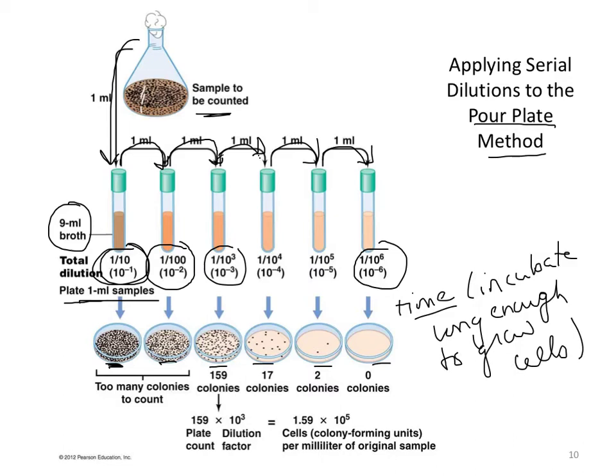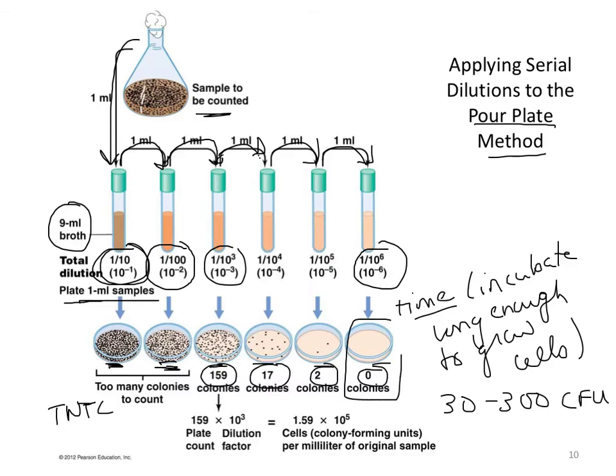Then you look at the plates, and you're looking for plates that have between 30 to 300 colony forming units. Remember, a colony is the visible growth from what is presumed to be one cell. So these have too much on them, they're called too numerous to count. That's how you would score that data. But here we've got countable colonies. So we've got 159, we've got 17, we've got 2, and then we've got none.